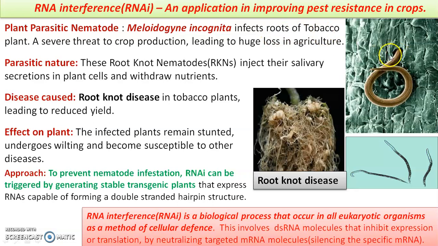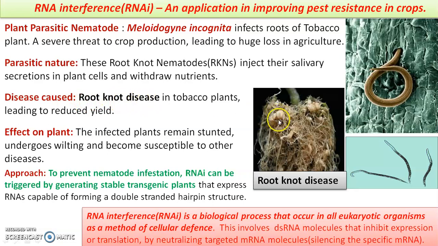plants. And it is a severe threat for crop production because there is huge loss in agriculture because of infestation by this parasite. How is it parasitic in nature? It injects its salivary secretion in the plant cells and withdraws all the nutrients from the plant, making the plant diseased. The disease is called root knot disease.